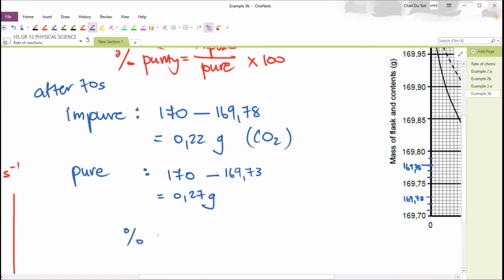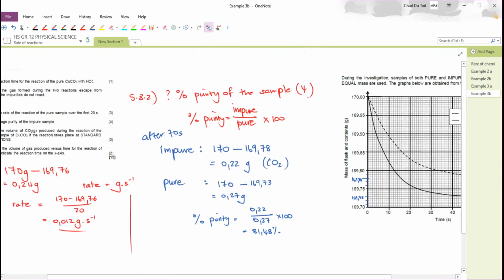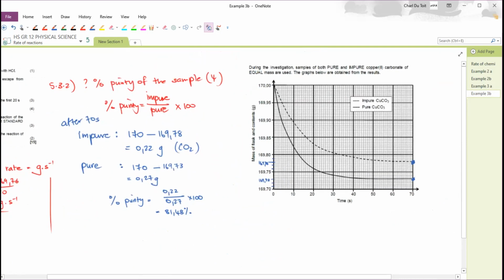So the percentage purity is the impure mass change, 0,22, over the pure one, 0,27, and I times that with 100. It's a lot of logic in this, but it's kind of confusing because you have to work with graphs. 81,48% pure. So I'm just going to put that there so you can write it down.